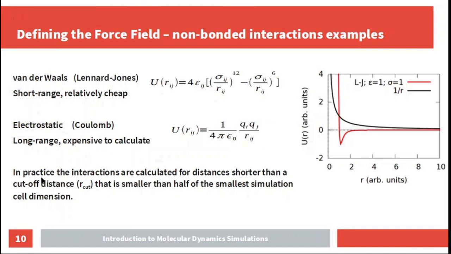In practice, the interactions are calculated for distances shorter than a cutoff distance. So, you cannot calculate the interaction between any two given particles irrespective of how far apart they are. In practice, you take a particle, for example at 0, and calculate these interactions only for particles which lie within a sphere of a particular distance of this particle. That distance is called the cutoff distance, and it should be smaller than half of the smallest simulation cell dimension. So, for example, if your simulation cell is a cubic cell 20 angstrom on a side, your cutoff distance should be smaller than 10 angstrom.